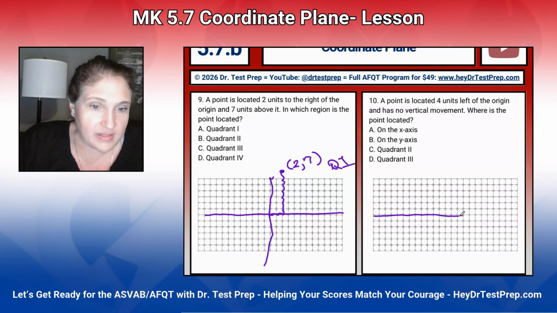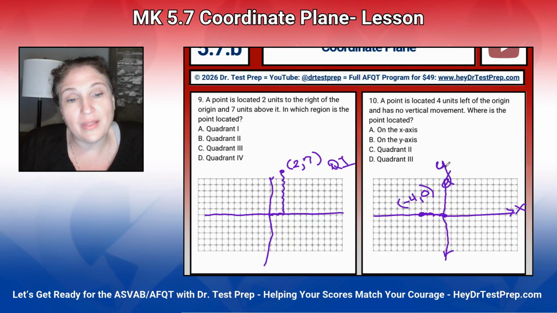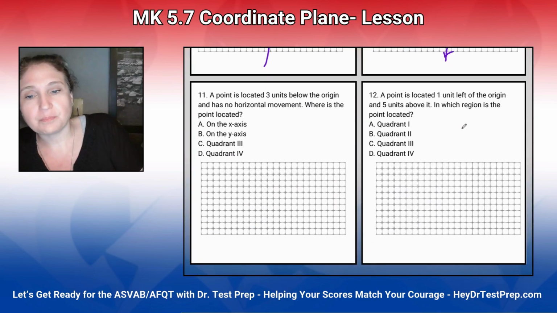All right, this one says 4 units left, nothing up. So here's my point at 0, 1, 2, 3, 4. Here's my 4 units left. I went back -4, but I didn't go up or down. So that makes it on the x-axis. It's not on a quadrant. This is the y-axis. I tell my students, see how the letter y touches the axis? So this is x-axis. -4, 0 is on the x-axis.